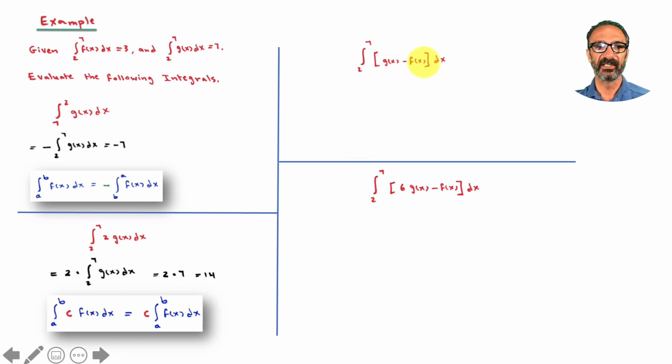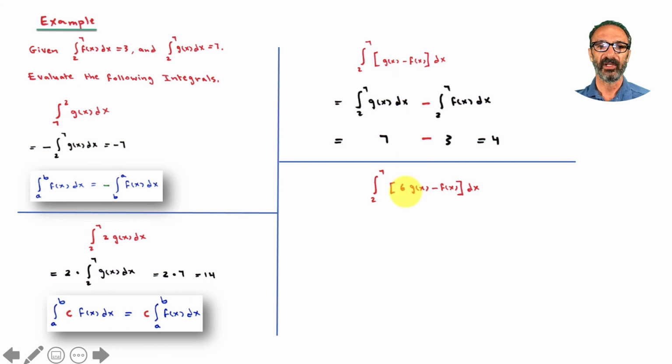G of x minus f of x, 2 to 7. You could break it down. The integration of the difference is the difference of the integration. 2 to 7 g of x, that's 7, minus 2 to 7 f of x. So it's kind of handy. 7 minus 3, which is 4.